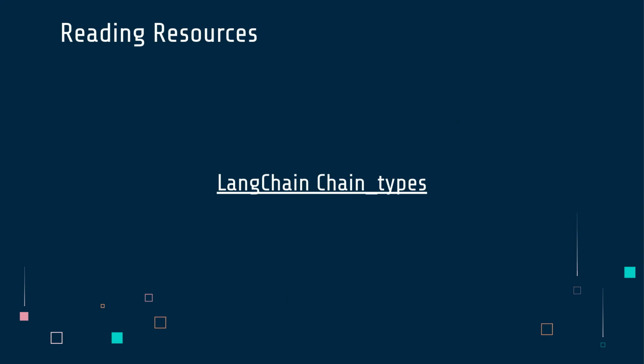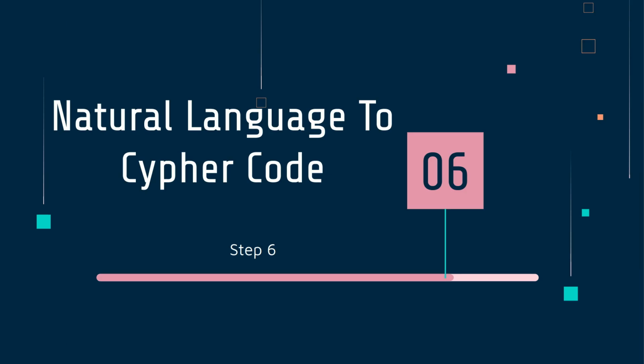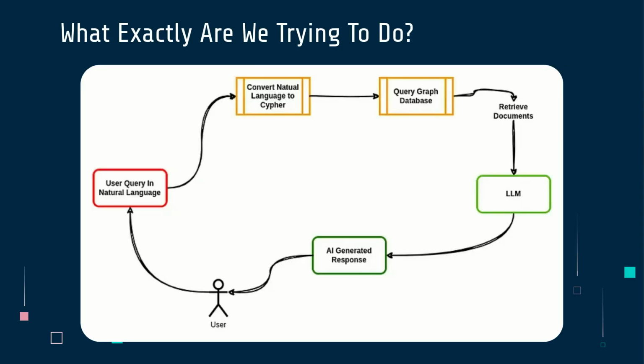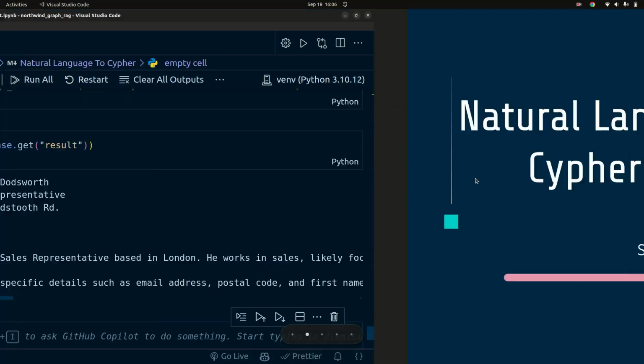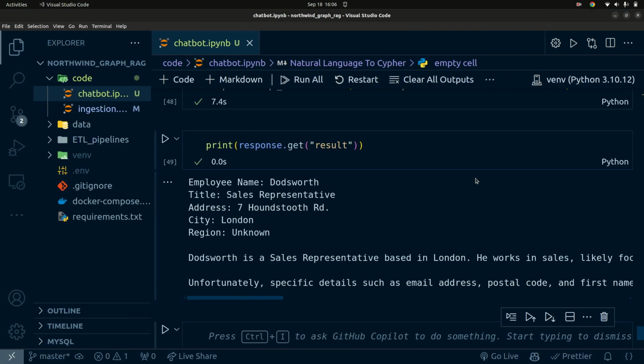You can read about the different chain types by using this link, and I'll share this link with you guys. So now let's move on to the last part, which is natural language to Cypher. Natural language to Cypher. How does this really work? Let's take a look at this, right?